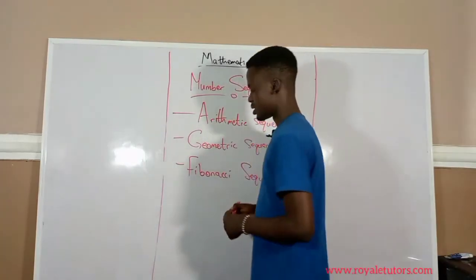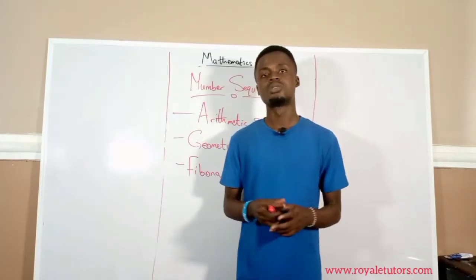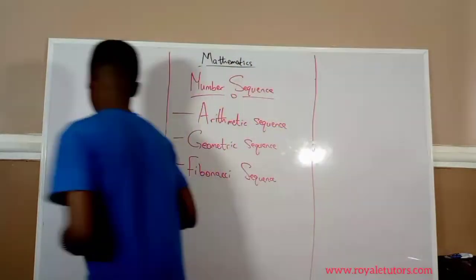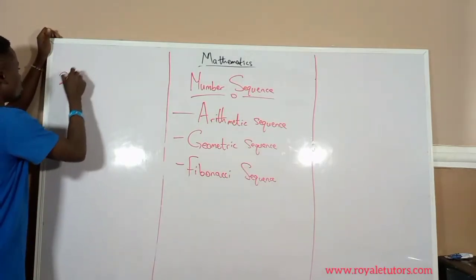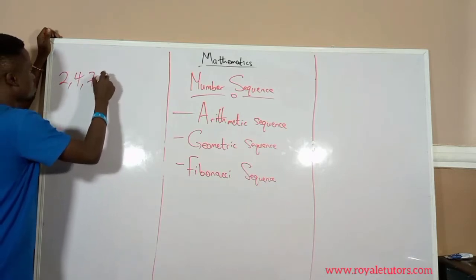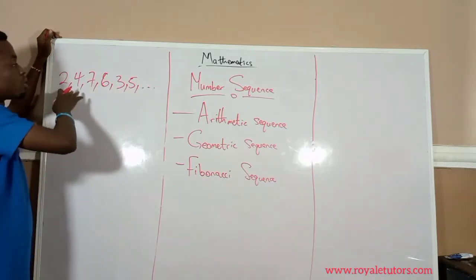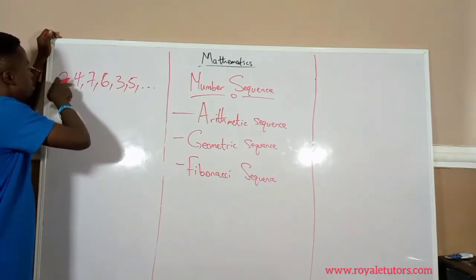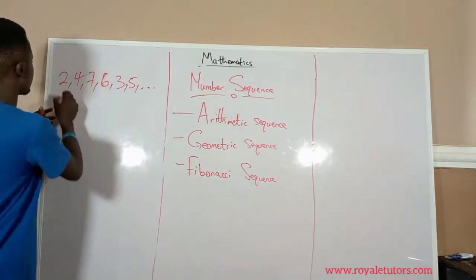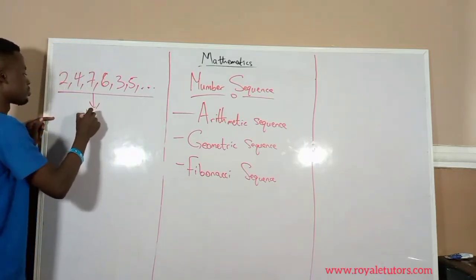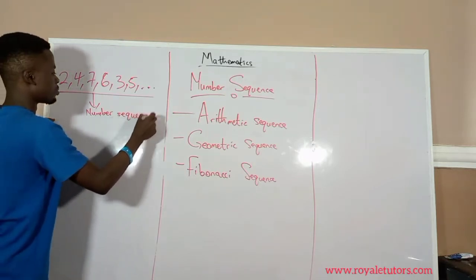Okay, so number sequence. Generally, when you talk about sequence, it simply means an array of numbers. When you put numbers in a kind of pattern, for example, you just write 2, 4, 7, 6, 3, 5. What am I doing? I'm putting numbers in an array. This is simply called a number sequence. Most of the time, they are separated by commas. And then these three dots mean that it continues. So this is an example of a number sequence.